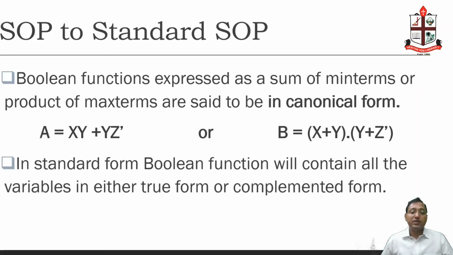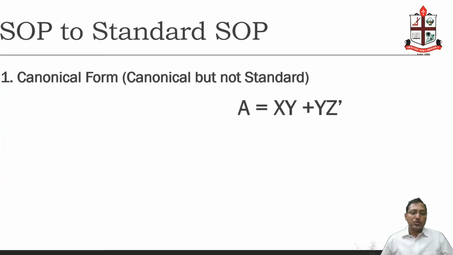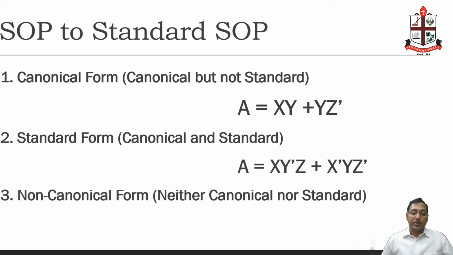So in standard form, Boolean function will contain all the variables in either true or complementary form. So now both the Boolean functions are in standard form. So here the first term is canonical form but not standard form. And this one is both canonical and standard form. And if you look at this one, this is neither canonical nor standard. It is neither sum of product nor product of sum.